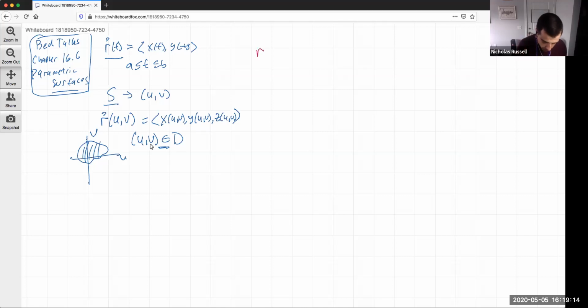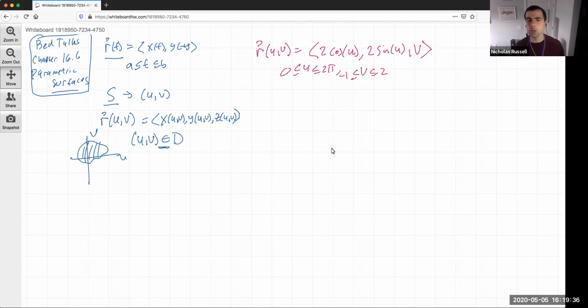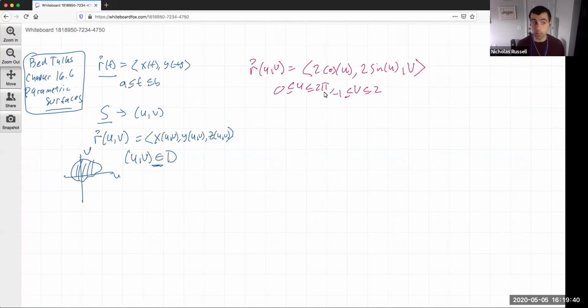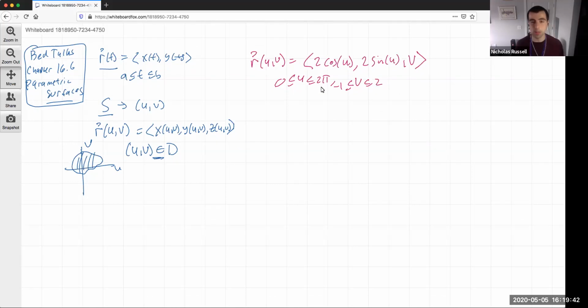So what if I came up with this one? I have r of uv is equal to something like this, where I have 2 cosine of u, 2 sine of u, and v. And I told you that u ran from 0 to 2 pi. I told you v ran from -1 to 2. I want to try to describe this surface here. What does the surface actually look like? What is this parametric surface?